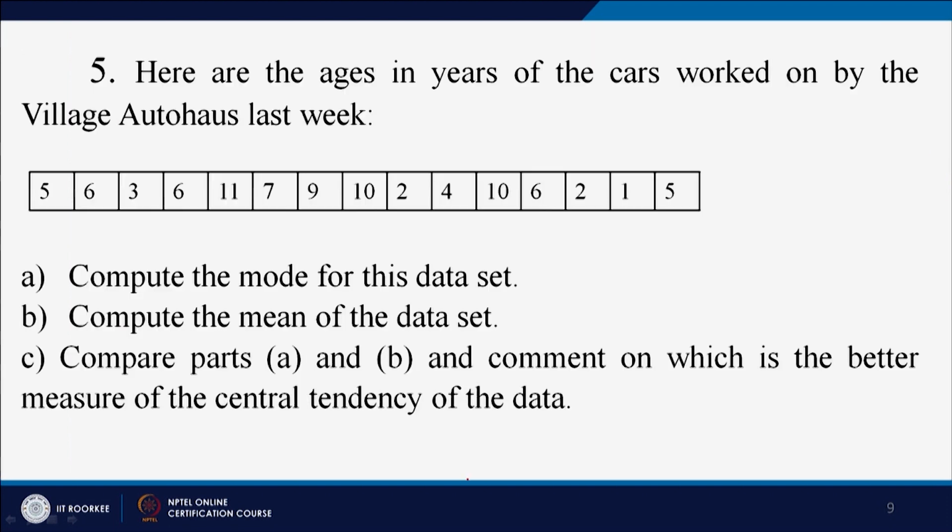A very simple question. Let us look at one more case. Here are the ages in years of the cars worked on by the village auto house last week. Compute the mode of this data set. So, how to compute? You just arrange them in ascending or descending order and find out which number has got maximum frequency, right. Compute the mean of the data set, compare these two answers and comment on which is the better measure of central tendency for this particular data set.